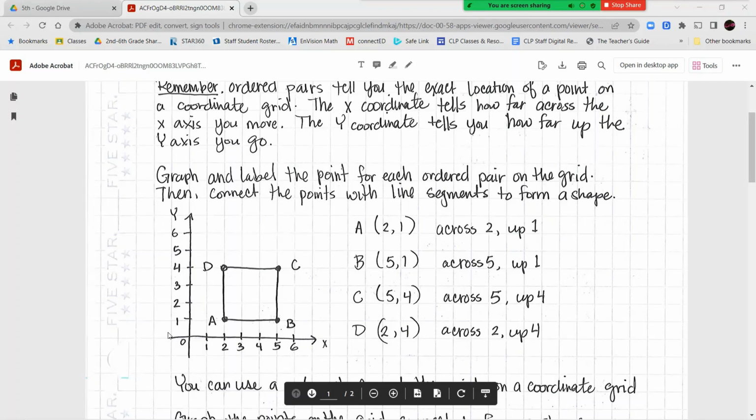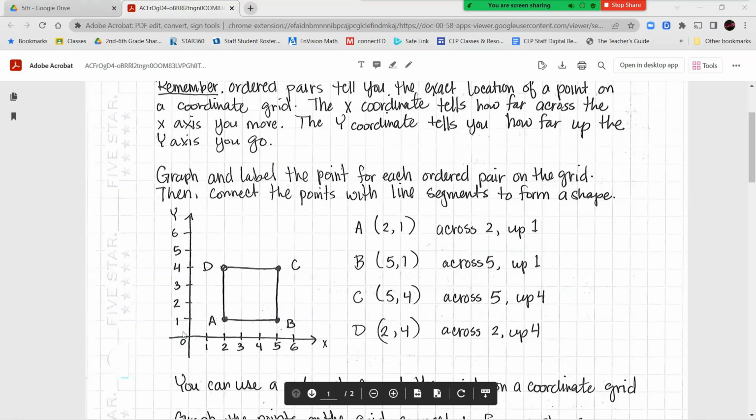So graph and label the points for each of the ordered pairs that you see on the grid, and then we're going to connect those points using line segments. So point A, they said, is at the location 2, 1. So I went across 2 on my x-axis from my origin, from my 0, and then I went up 1, and that's where I plotted point A.